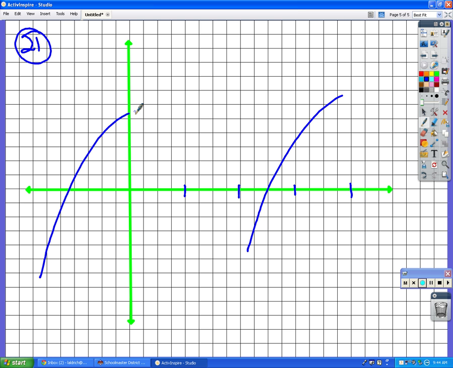Okay, then f prime of x is less than 0 in between 0 and 2. Wait, you didn't get the one at 6. Oh, I'm looking at the wrong one. Never mind. Okay, so it's going down here. And then it says it's less than 0 when x is greater than 4, so it's also going down.